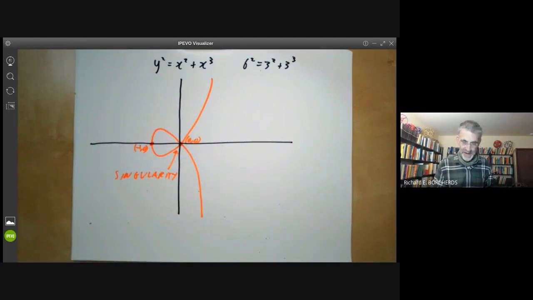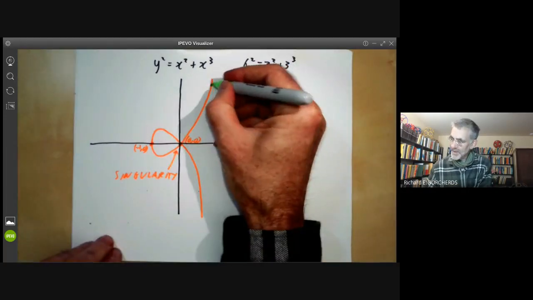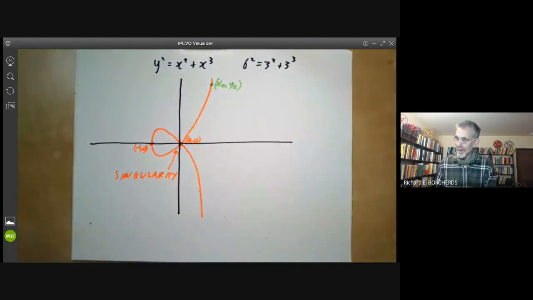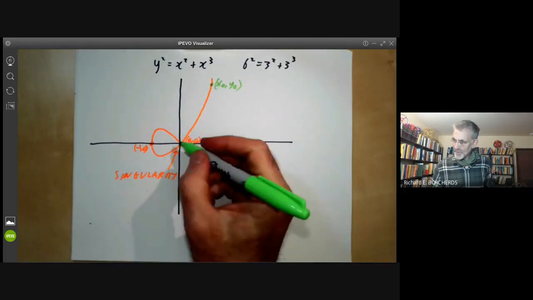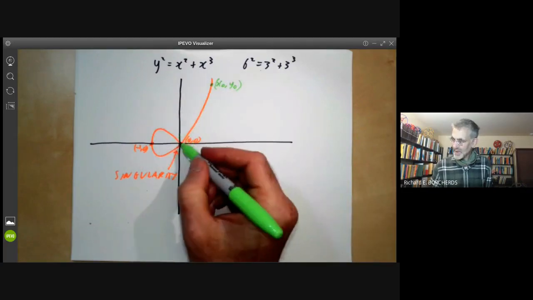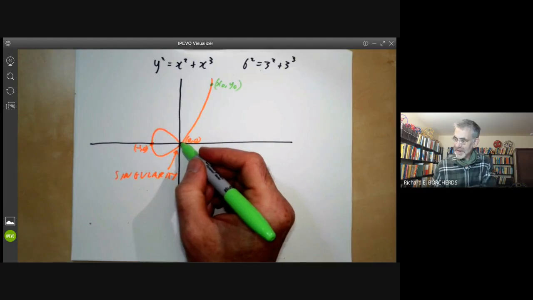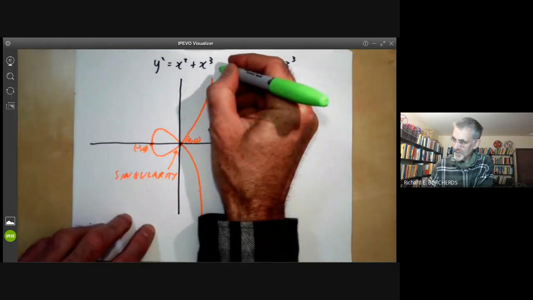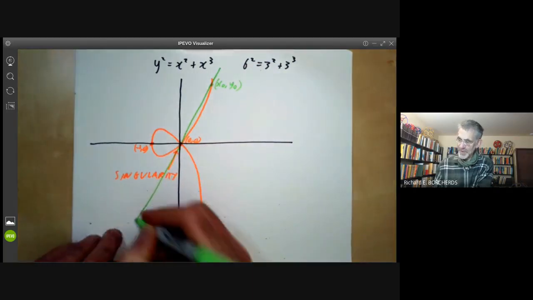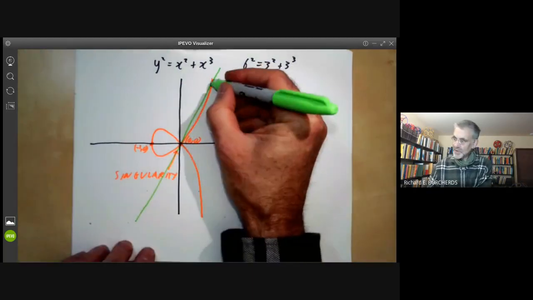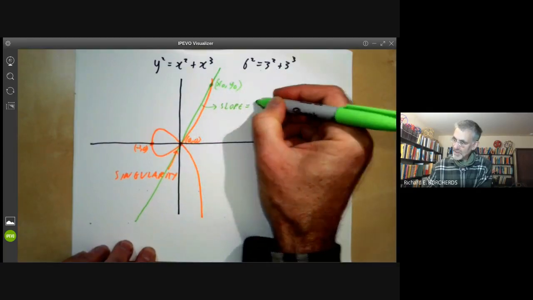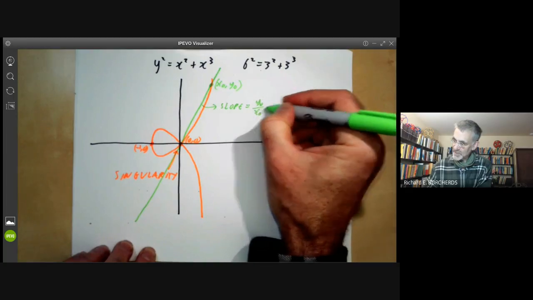And now suppose we've got any other solution. Say we've got a solution x naught, y naught. Well, what can we do with it? Well, what I'm going to do is draw a line through this and another point. And the most obvious other point to draw the line through is this singularity, because there's obviously something rather special about it. But let's draw the straight line through these two points. And let's try and find the equation of this line. Well, it will have slope equal to y naught over x naught, which is equal to t.